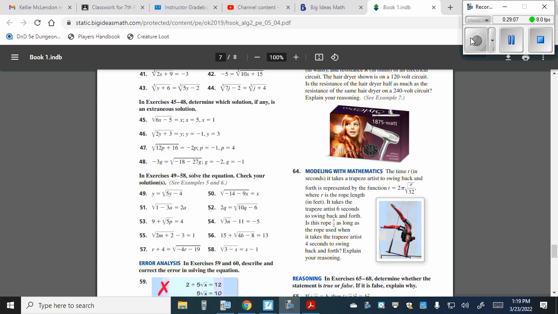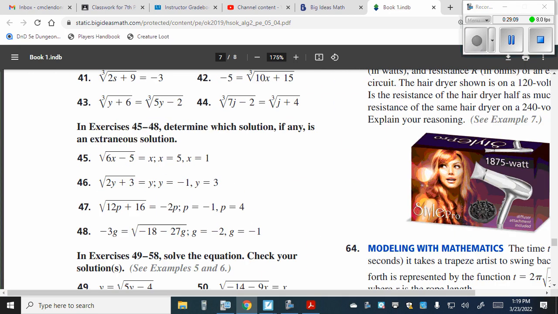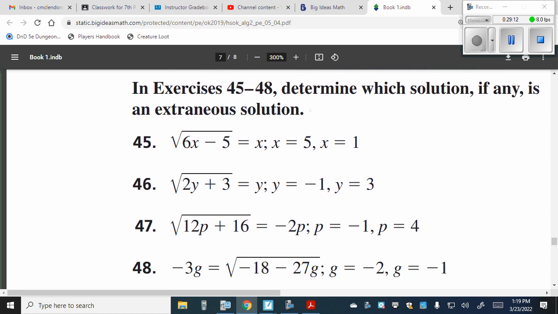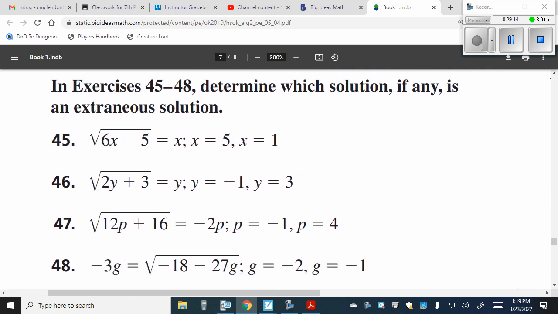There is one last thing I do want to talk about, and that is questions number 45 and 46 from the homework. So here, I'm going to explain this here just a little bit because it can be somewhat confusing. For 45 and 46, determine which solution, if any, is an extraneous solution. So again, extraneous solutions are the ones that don't work, not the ones that do. So if we're looking at this here, for this problem, well, go back. Okay.